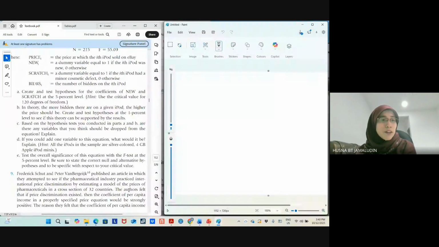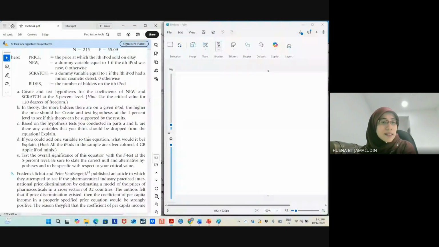The authors felt that if price discrimination existed, then the coefficients, so how do they measure price discrimination? They said that if the industry did practice price discrimination, the coefficient of per capita income in a properly specified price equation would be strongly positive. So you have to check that your coefficient on per capita income will be positive if price discrimination exists.